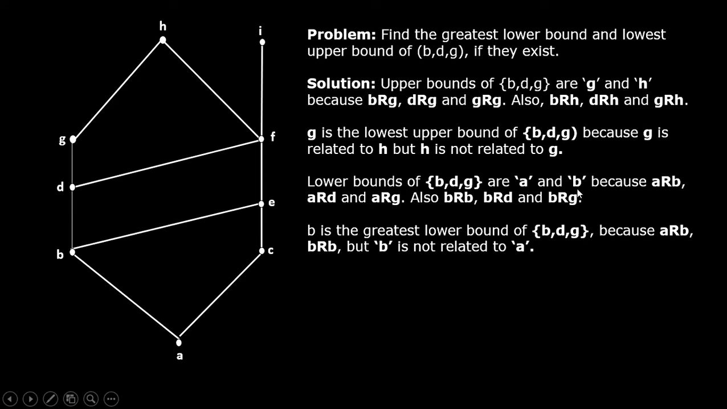So obviously if I separate B, I can clearly see that A is that remaining element and A is related to B. Okay, so since A is related to B, I can clearly say that B is the greatest lower bound of BDG, because A is related to B and B is related to itself, but B is not related to A. So clearly B is the greatest lower bound of B, D and G. So this is how you can find out the greatest lower bounds and the lowest upper bounds in a poset through a Hasse diagram. This is it for today. Thank you for watching.